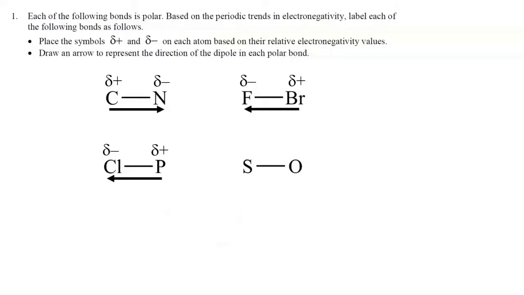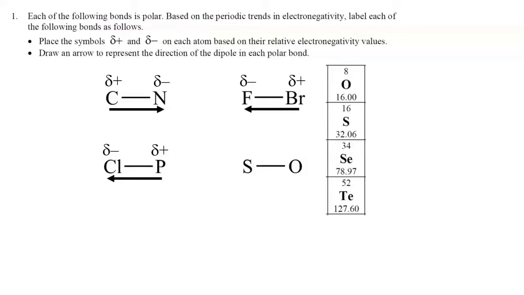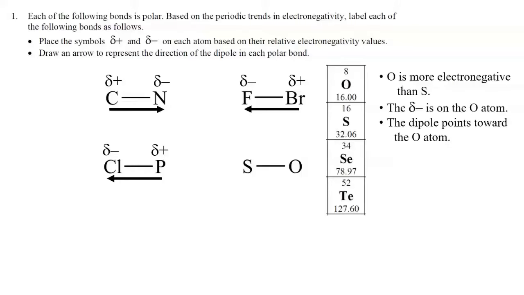Sulfur and oxygen are in the same group or family. Electronegativity decreases from top to bottom, so oxygen is more electronegative than sulfur. The partial negative charge is on the oxygen atom, and the dipole points toward the oxygen atom.